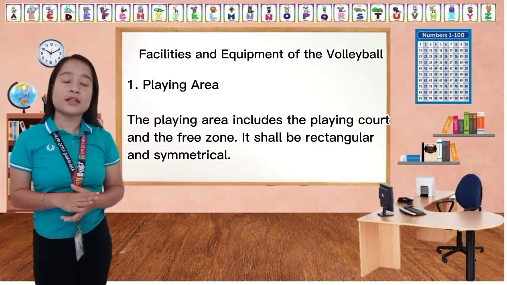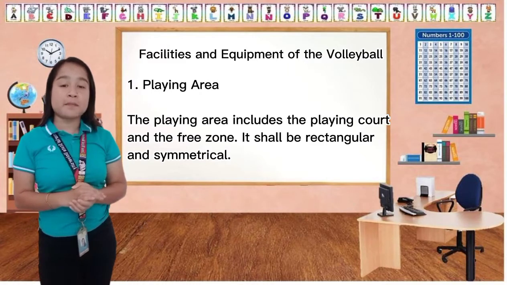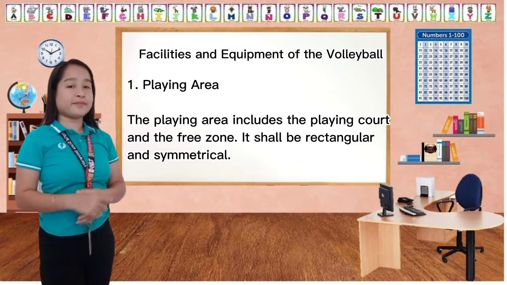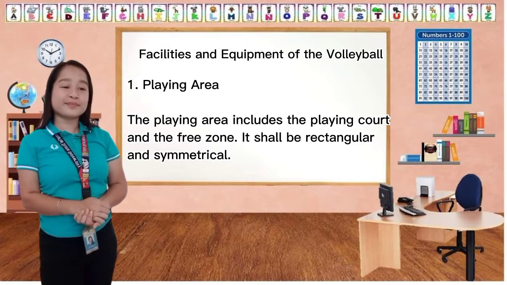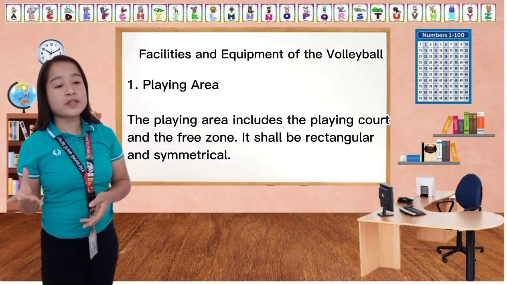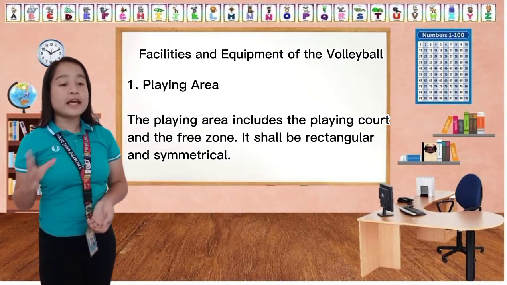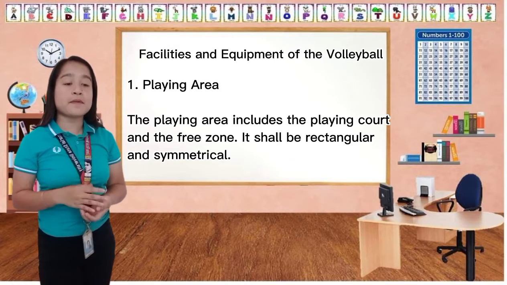Now let's talk about the facilities and equipment of volleyball. Please read the playing area, Ms. Cruz. "1. Playing area includes the playing court and the free zone. It shall be rectangular and symmetrical." Okay, thank you. So the playing area includes the playing court and the free zone. It should be rectangular and symmetrical.